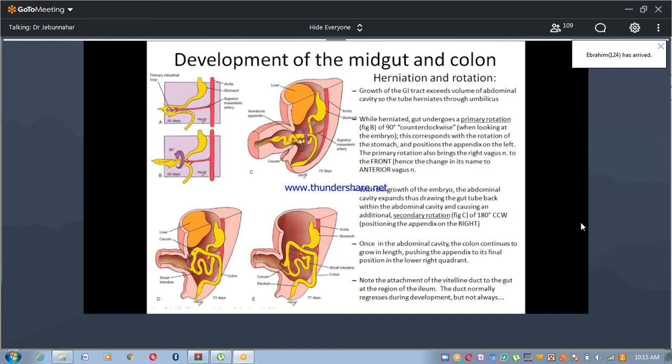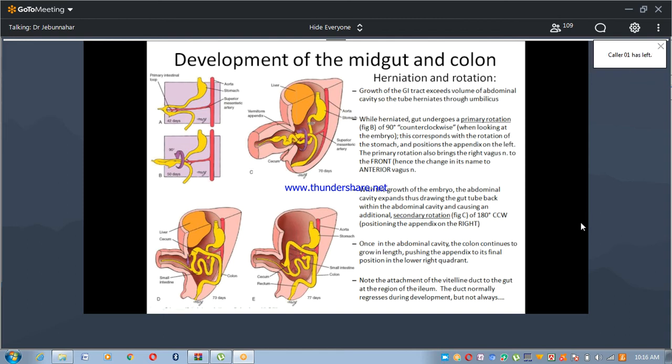Here, jejunum and ileum coils are formed. The coils of the jejunum and ileum, which is the proximal portion, return to the abdominal cavity. As they do so, the midgut tube undergoes further anti-clockwise rotation. Here, further anti-clockwise rotation occurs at 180 degrees.